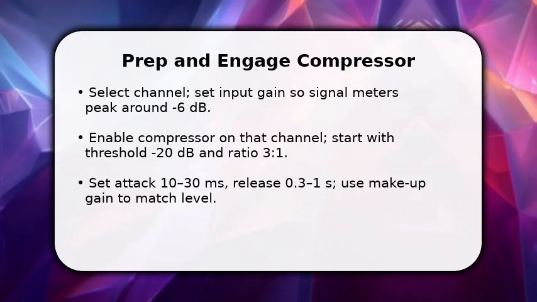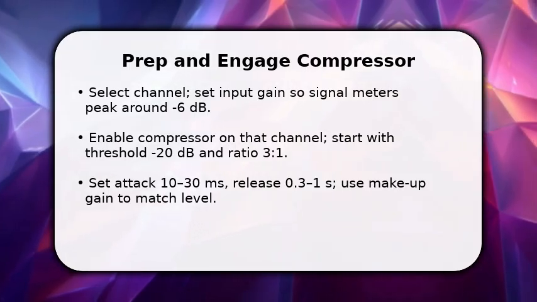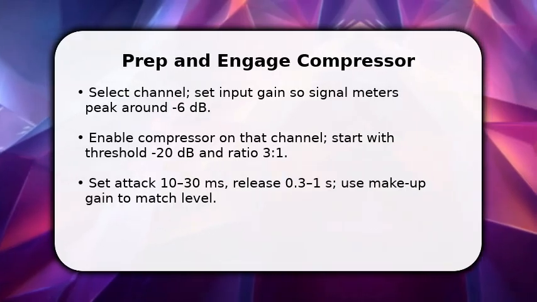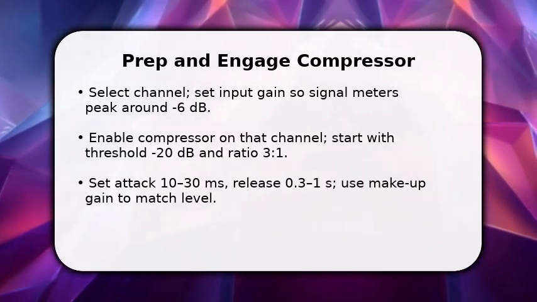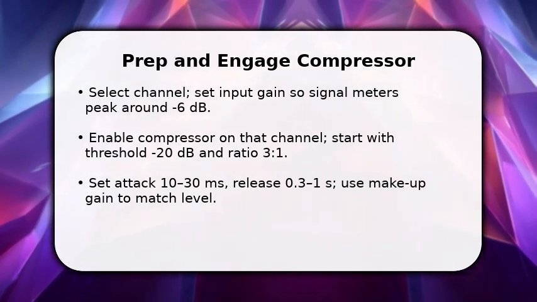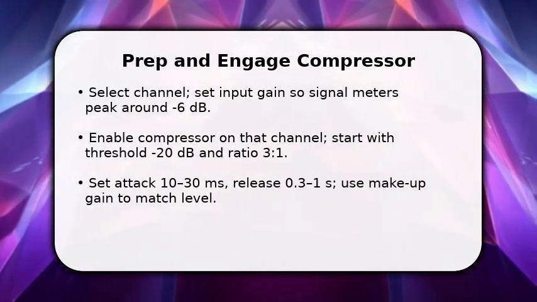Then choose a ratio around 3:1 to control dynamics without squashing. Use a attack of 10 to 30 milliseconds and release between 0.3 and 1 second. Finally, add makeup gain to restore perceived loudness so levels remain balanced.